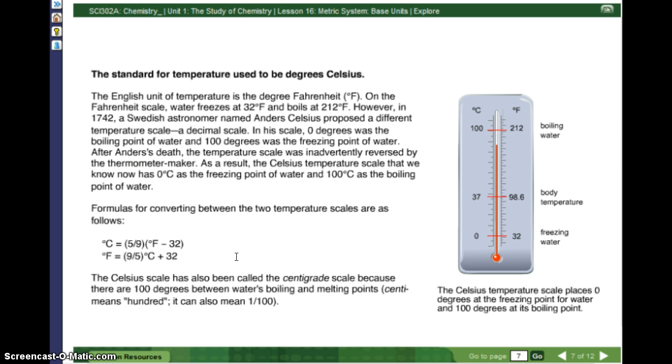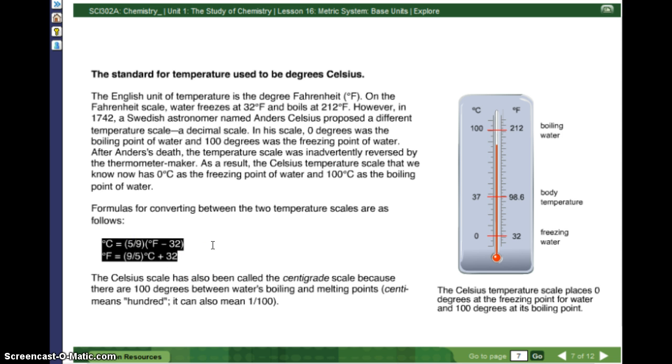Formulas for converting between the two temperature scales are as follows. If you want to convert from degrees Fahrenheit to degrees Celsius, you put in your temperature in Fahrenheit and say 5 divided by 9 times the quantity, degrees Fahrenheit minus 32. If you have your degrees Celsius and want to go to Fahrenheit, use this equation: 9/5 times degrees Celsius plus 32.